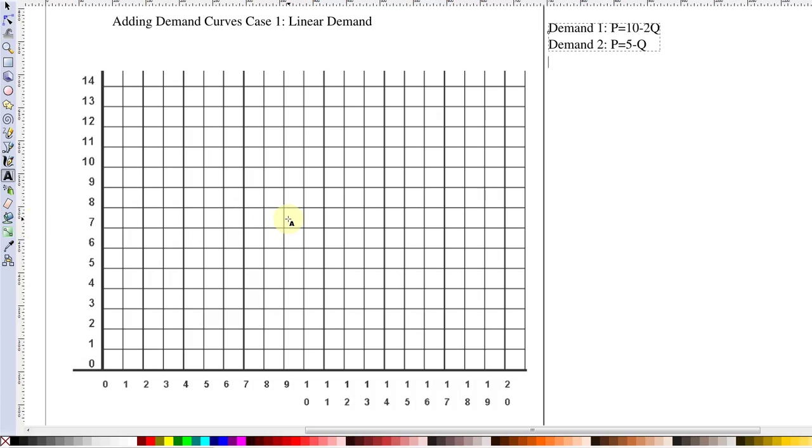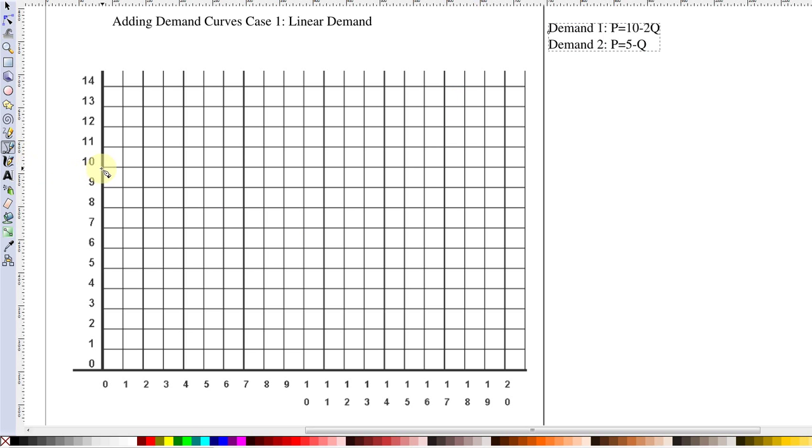In this video, we're going to look at the case of adding two linear demand curves together and see how it's done and see why it's done that way. So suppose you're given two inverse demand curves like the ones right here. The first demand curve is actually an inverse because it's in the P equals form, P equals 10 minus 2Q. Let's just graph that real quickly here.